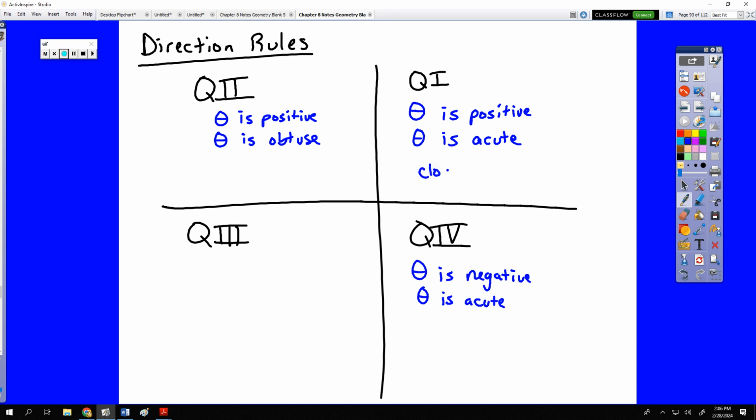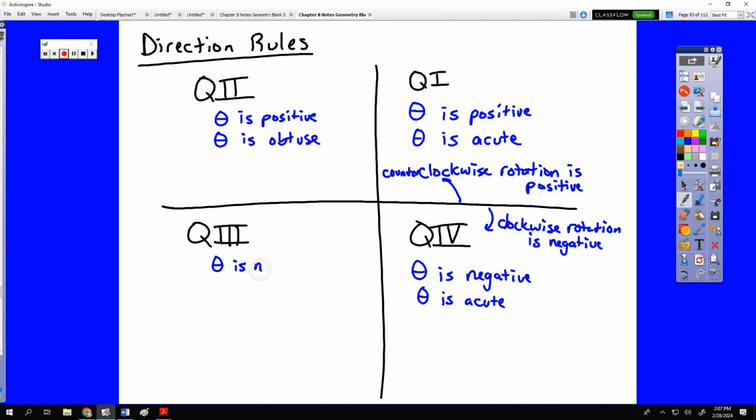Again, this has to do with clockwise rotation up from the positive x-axis, or counterclockwise up, or clockwise rotation down. Okay? So in quadrant 4, our theta is still negative because we're rotating in a clockwise fashion, but it would be an obtuse angle.